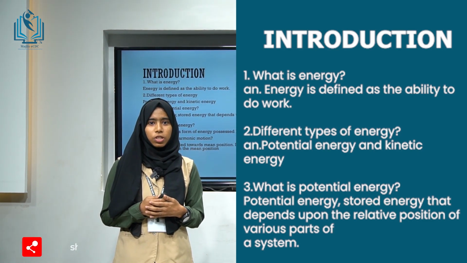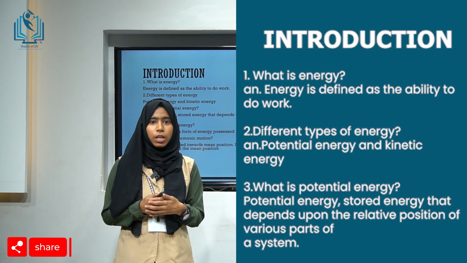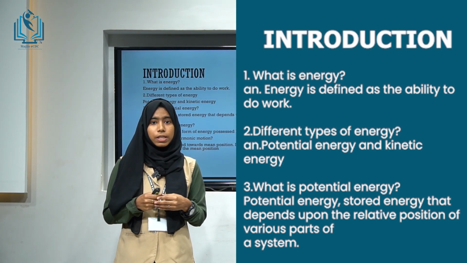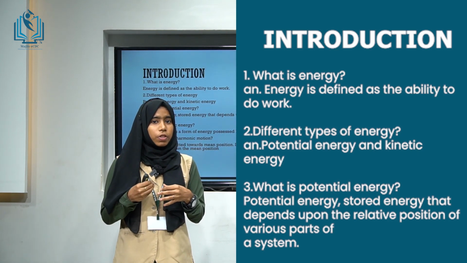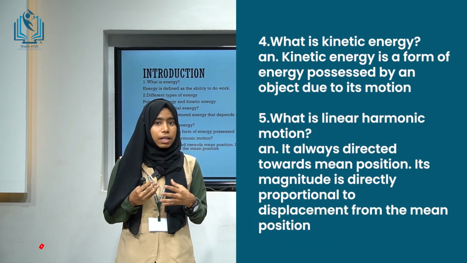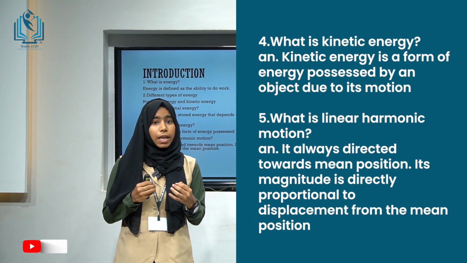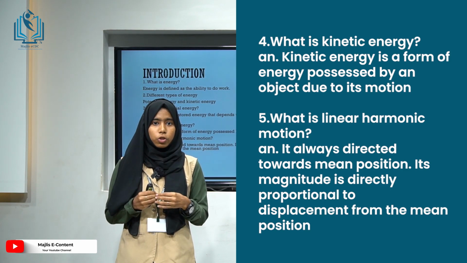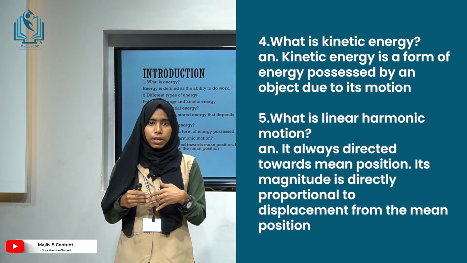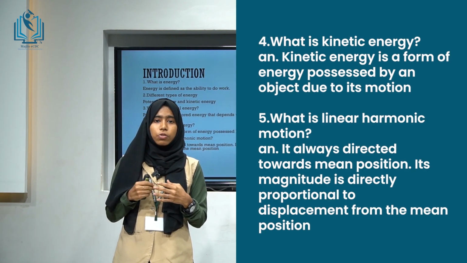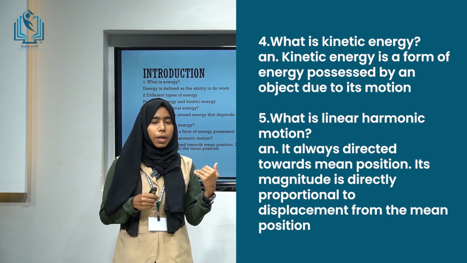What is potential energy? Potential energy is the form of energy a body possesses due to its position. What is kinetic energy? It is the form of energy a body possesses due to its motion. In this section, we should be very aware of what linear harmonic motion is. We say a particle is in linear harmonic motion if the force's magnitude is directly proportional to its displacement. It is always directed towards its mean position.